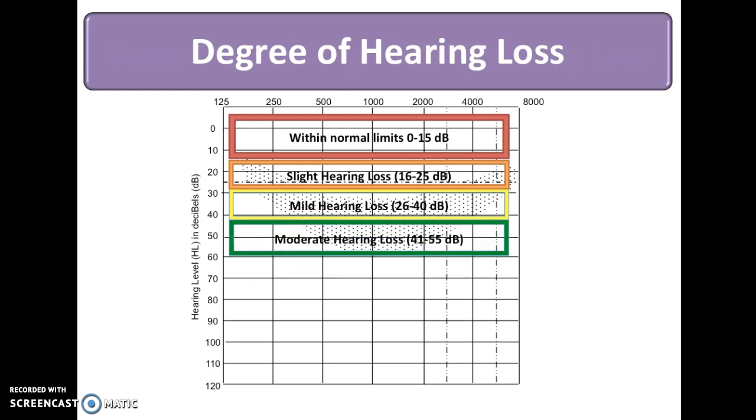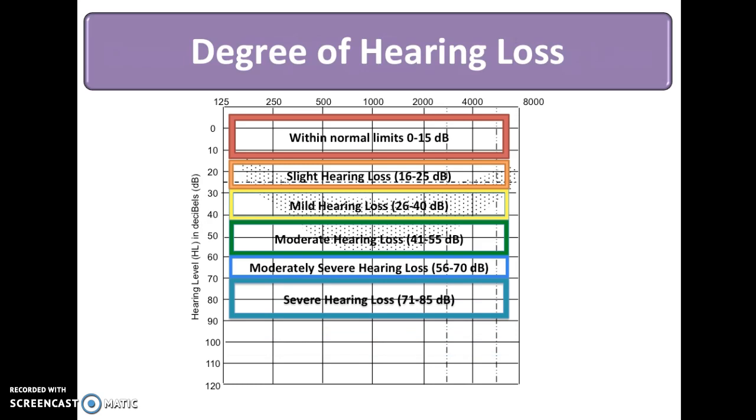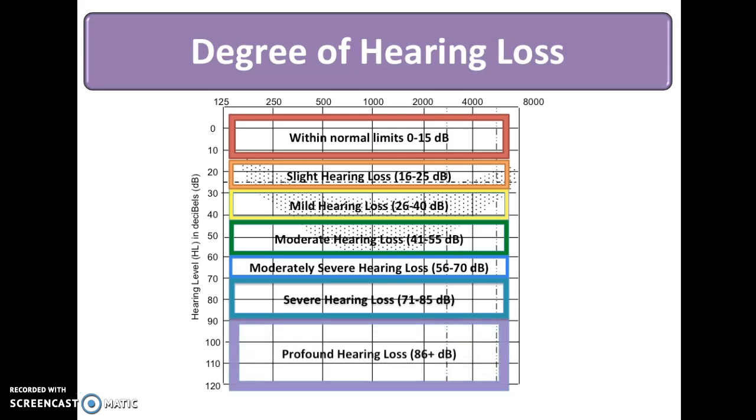If thresholds fall between 41 and 55 dB, we can say there's a moderate hearing loss. If thresholds fall between 56 and 70 dB, we can say there's a moderately severe hearing loss. And if thresholds fall between 71 and 85 dB, we can say there's a severe hearing loss. If thresholds are greater than 86 decibels, we can say that there is a profound hearing loss.